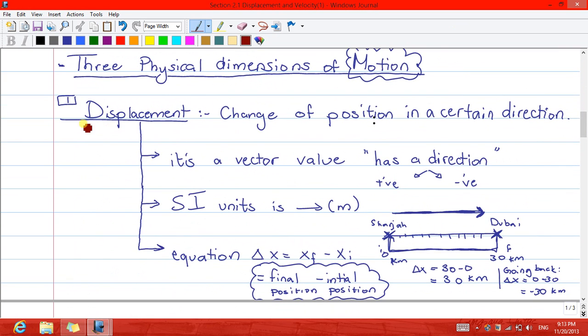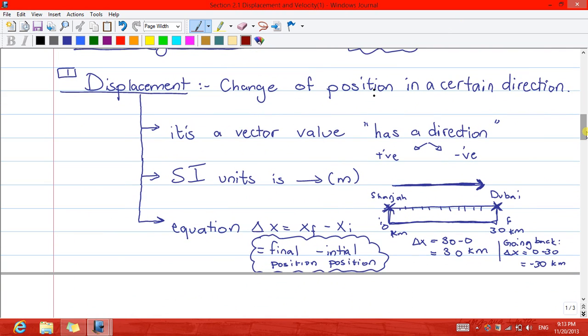The first one is displacement, which talks about the change of position in a certain direction. It's a vector quantity, which means that it has direction and magnitude, and the unit for it is meters. To find the displacement, we should subtract the initial position from the final position. So the equation is delta x equals x final minus x initial.